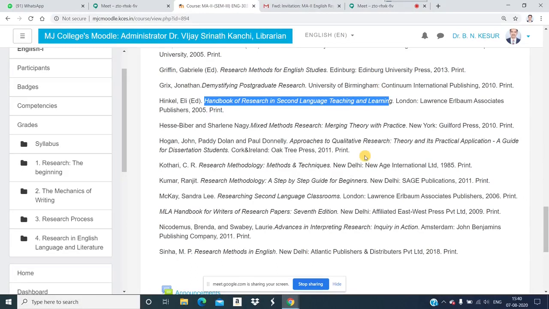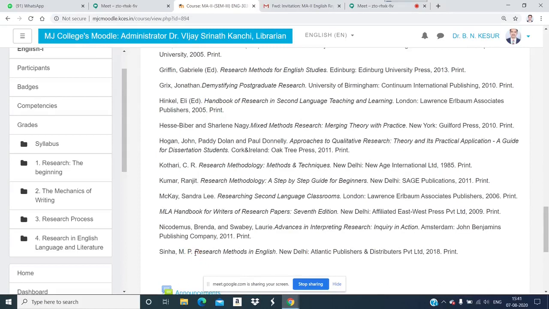Okay, so you can see that there are several books related to ELT also, that is, research in ELT, particularly the language area, and there are some books related to research methodology, and some books which are related to research in literature. Okay, so overall you are expected to think about what is research, what are the techniques used in research, and what are the methodologies that can be used for research in language and research in literature.